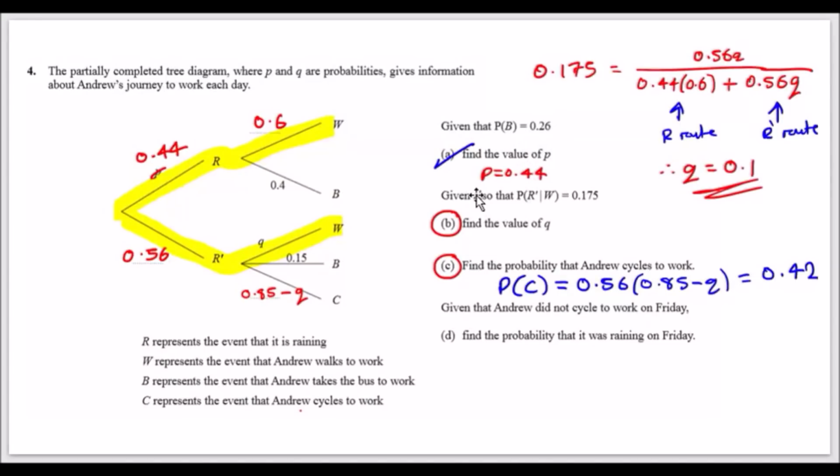So here's the answer. Now, given also that the probability of not R given W equals 0.175, find the value of q. So this is a straight-up 'given that' question. First things first, we need to deduce what the area of W is. For every 'given that' question, the second part of the term is always at the bottom. This is the area of interest, okay?